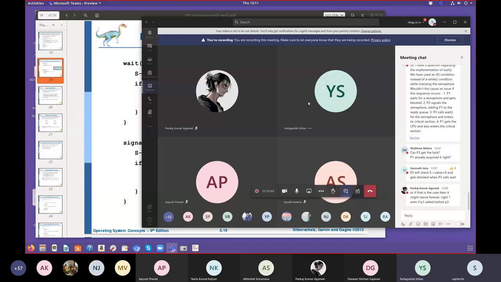Yes, sir. Okay, so see, suppose there is one semaphore for which 100 processes are waiting. Then it can happen that every time, say, even the processes can have priorities, I don't know. So it can happen that every time a process wants to acquire the semaphore, it finds it locked. So that way starvation can happen. But see, starvation and deadlock is not the same thing.